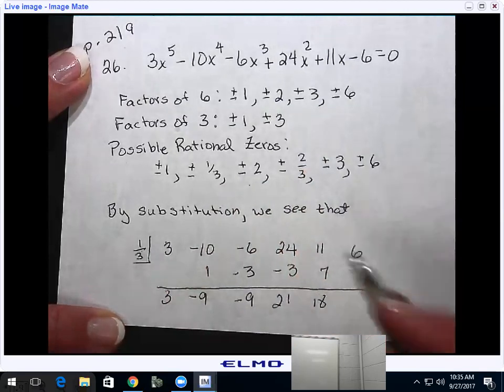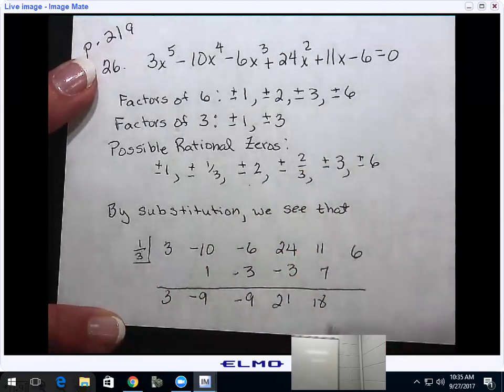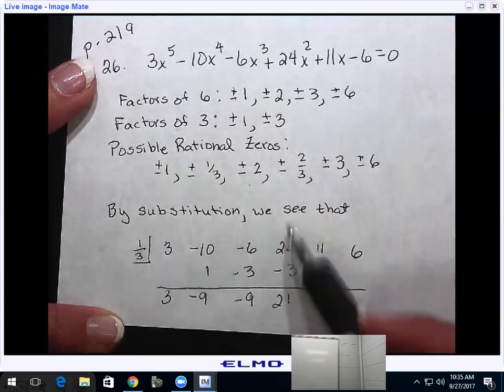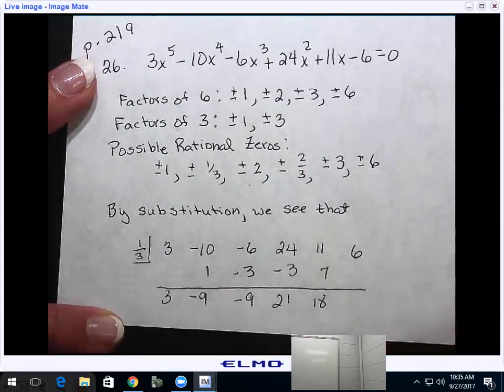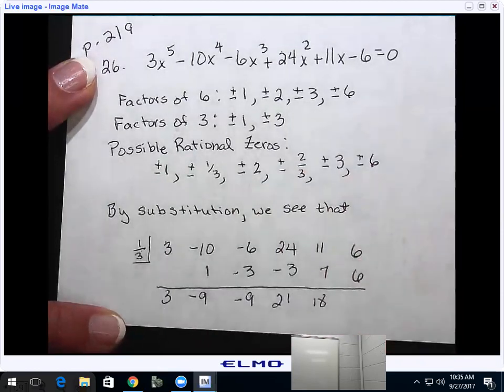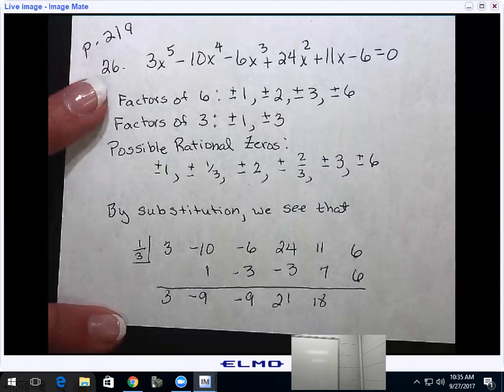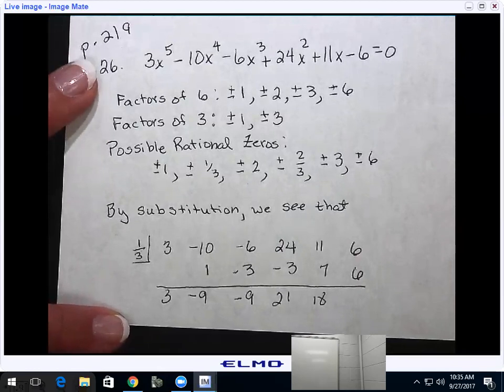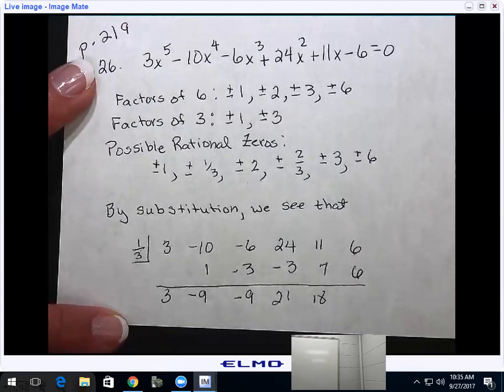Oh man, I'm so close. 9, 3, 21, 7, 18, 6. That gives me a remainder of 12 unless I've lost a sign somewhere. It's supposed to be a -6 instead of positive.